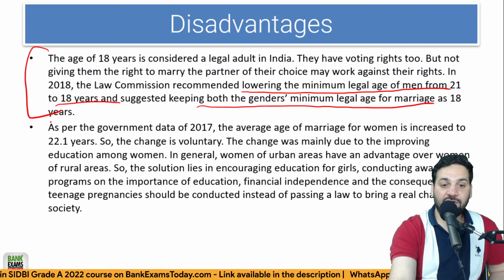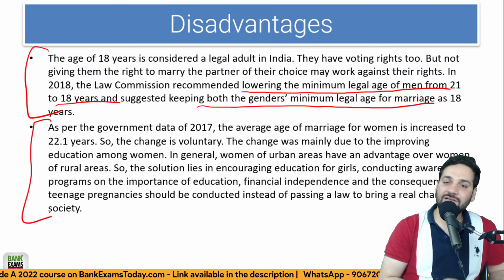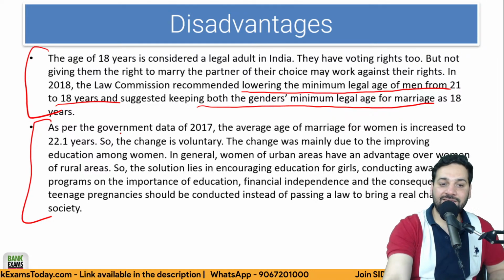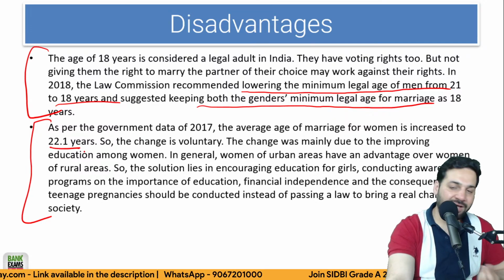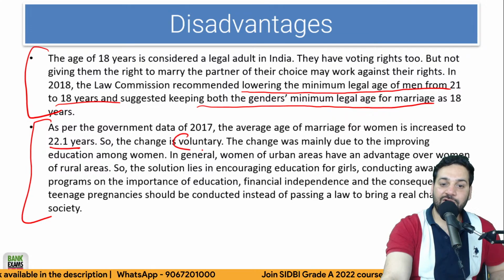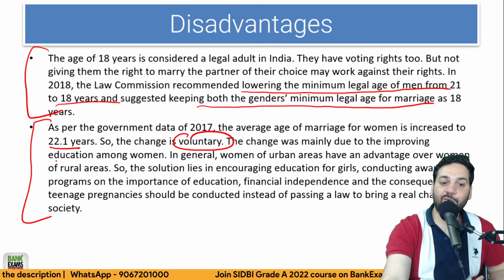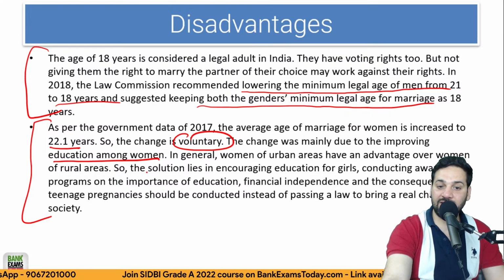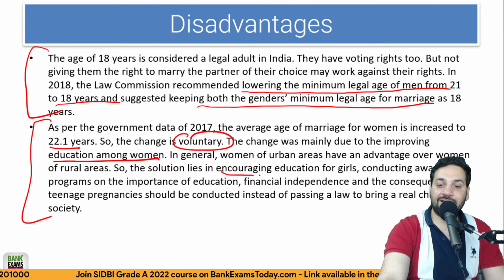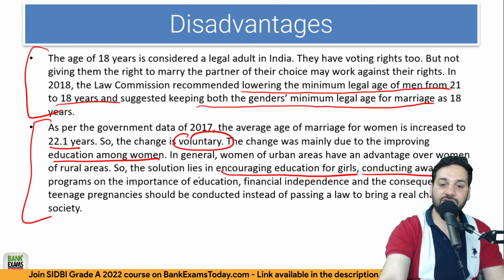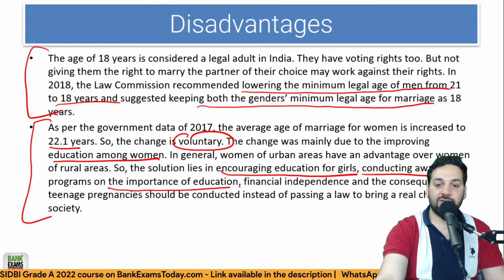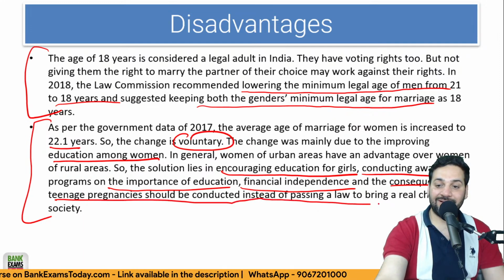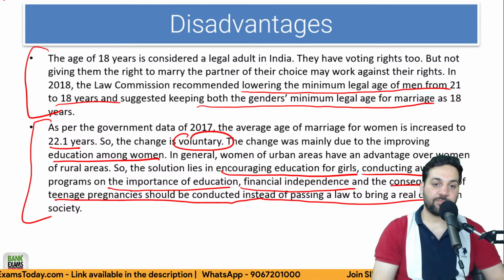So as per the government data of 2017, if you don't know about the government data, it's totally fine. The average age of marriage for women increased to 22.1 years. If you don't have the data, it is totally fine. So the change is voluntary. The change was mainly due to improving education among women. In general, women of urban areas have an advantage over rural areas. So the solution lies in encouraging education for girls, and conducting awareness programs on the importance of education, financial independence, and consequences of teenage pregnancies, instead of passing a law, to bring a real change in society.